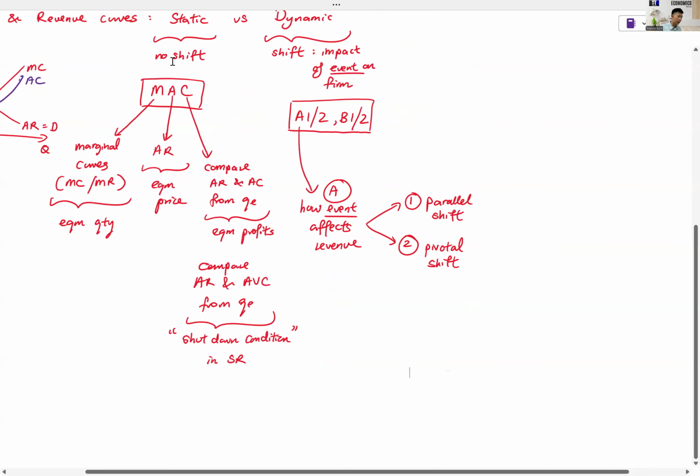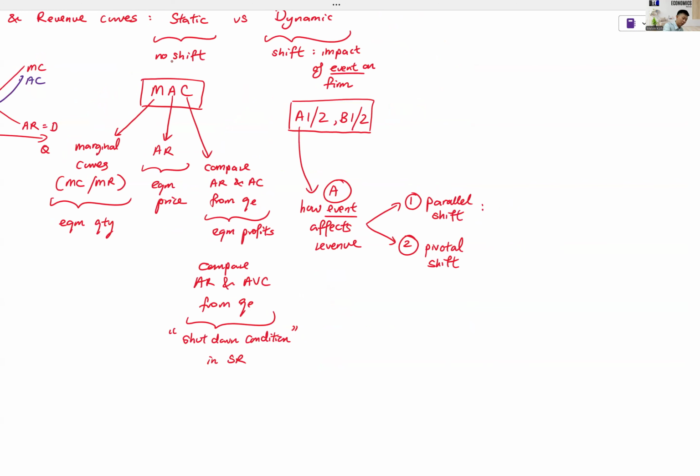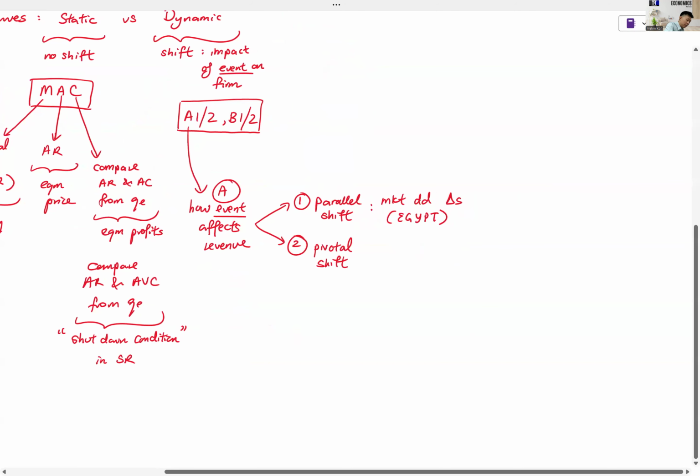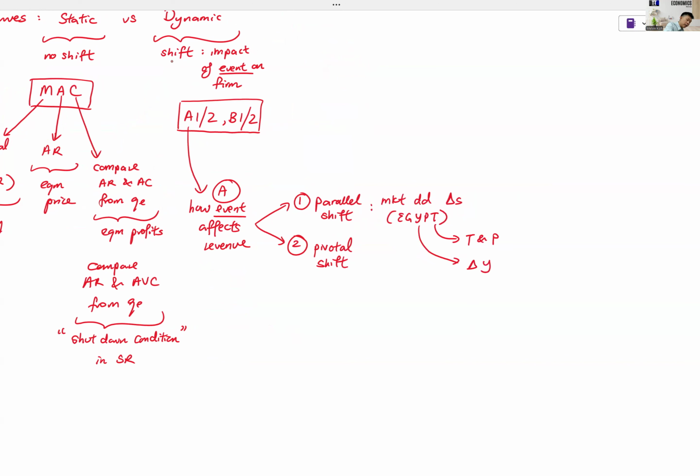What leads to a parallel shift? Do you know? Egypt, very good. Your market demand changes. If you're wondering what's Egypt, Egypt is what I taught you in DDSS, demand factors. It's in the first page of my guidebook, but just to give you a flavor, it will include things like taste and preference. It will include things like a change in income, a change in price of related goods, right? Expectations. So these things, you're familiar, right? Questions?